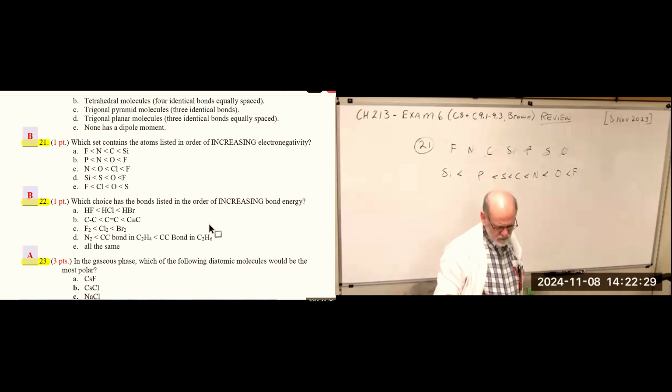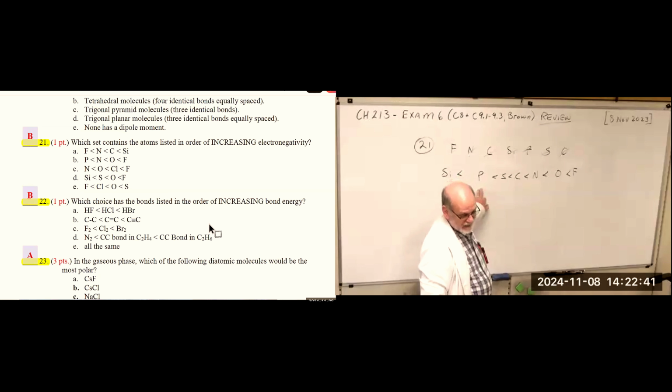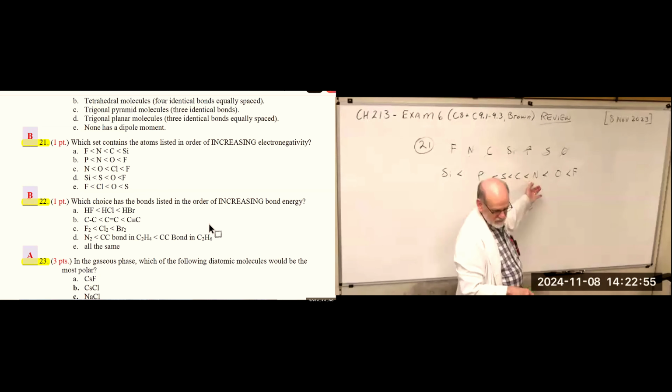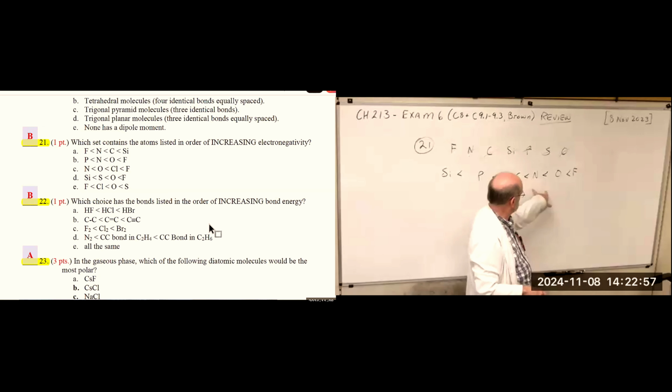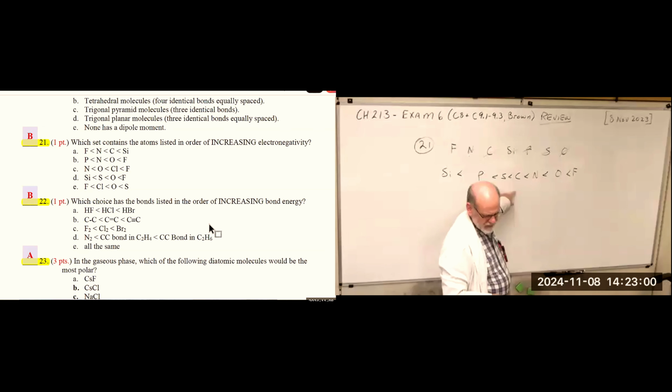Okay, so if we put those in the correct order and we look for ones that match in the correct order, well, we can throw A and E out. Fluorine's on the wrong side, right? B, C, and D have fluorine okay. D has silicon okay, but the sulfur and oxygen are flipped, right? No, sulfur and oxygen are correct. So why isn't it D?